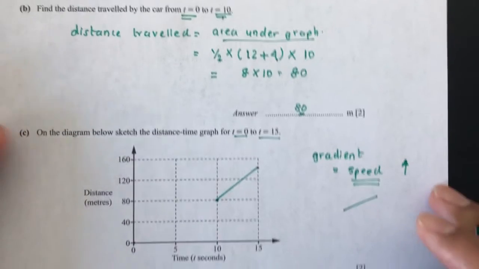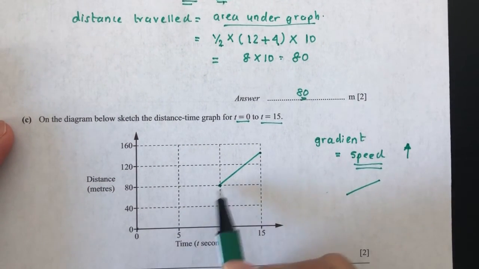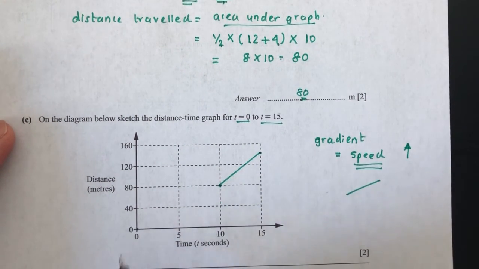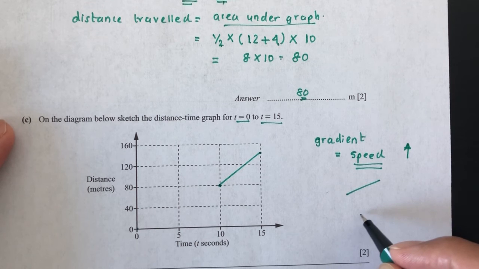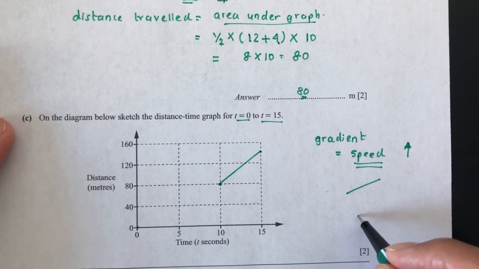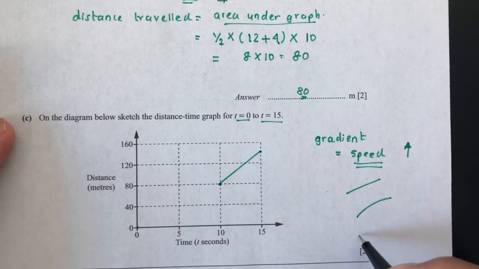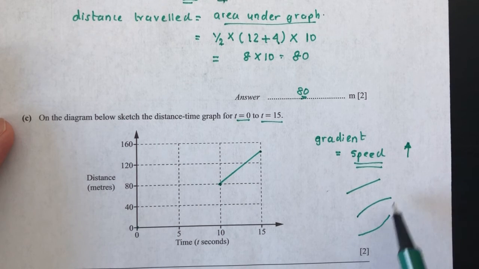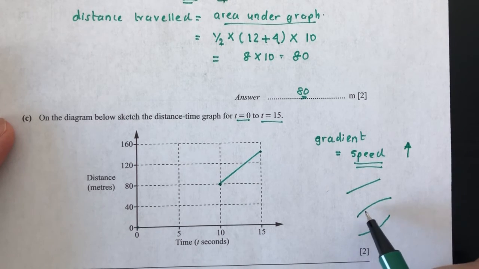So it will not be a straight line, it will be increasing. So how can we draw an increasing gradient? Let's say if I draw a curve like this and a curve like this, which one has an increasing gradient? Let's say I choose a point here.